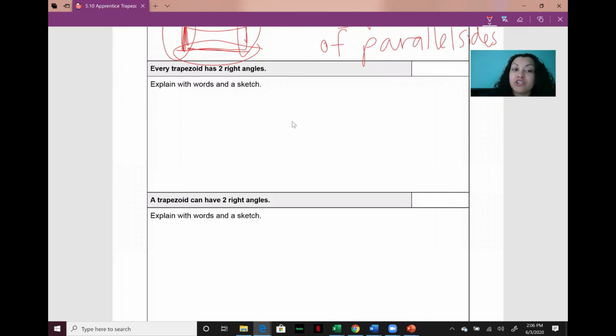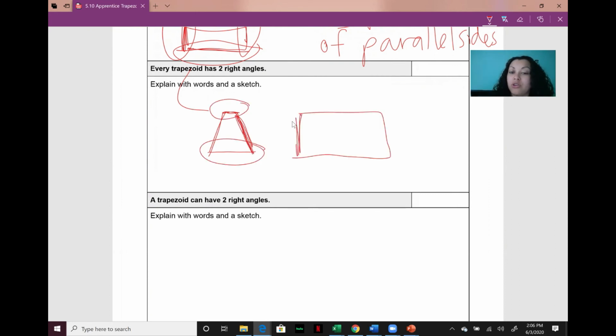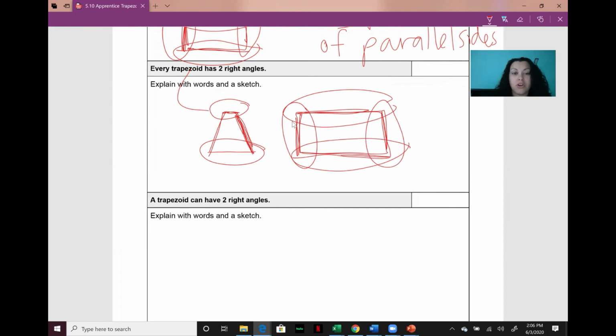The next one says every trapezoid has 2 right angles. So let's think about different trapezoids that we know. We know that this one looks similar to the one Ruth had. Again, trapezoid just means at least one pair of parallel sides. I know that a rectangle is also a trapezoid and a parallelogram. It has at least one pair of parallel sides, but it has 2 pairs. So if we say every trapezoid has 2 right angles, well, in the case of a rectangle, that's true. It has at least 2 right angles. But in the case of other trapezoids, it might not have any right angles. So to say that every trapezoid has 2 right angles would be false.